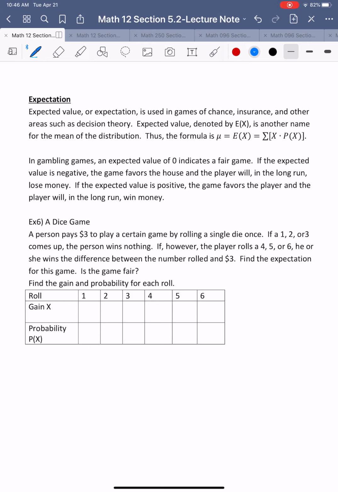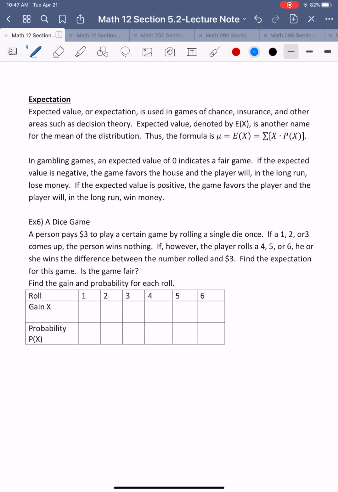In gambling games, an expected value of 0 indicates a fair game. If the expected value is negative, the game favors the house and the player will, in the long run, lose money. If the expected value is positive, the game favors the player and the player will, in the long run, win money.